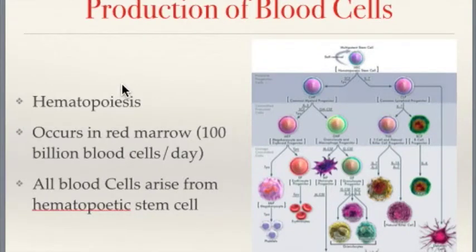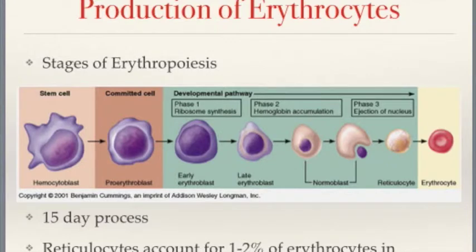Blood cells are produced in red marrow, and this process is called hematopoiesis. About 100 billion cells per day are produced by the red marrow. It's pretty incredible. And all blood cells arise from a specific type of stem cell called a hematopoietic stem cell. This stem cell divides and can give rise to many different types of blood cells. Those blood cells themselves do not divide to reproduce new blood cells, but rather the stem cell divides to produce new blood cells. Specifically, if we're talking about erythrocytes, the process is called erythropoiesis.